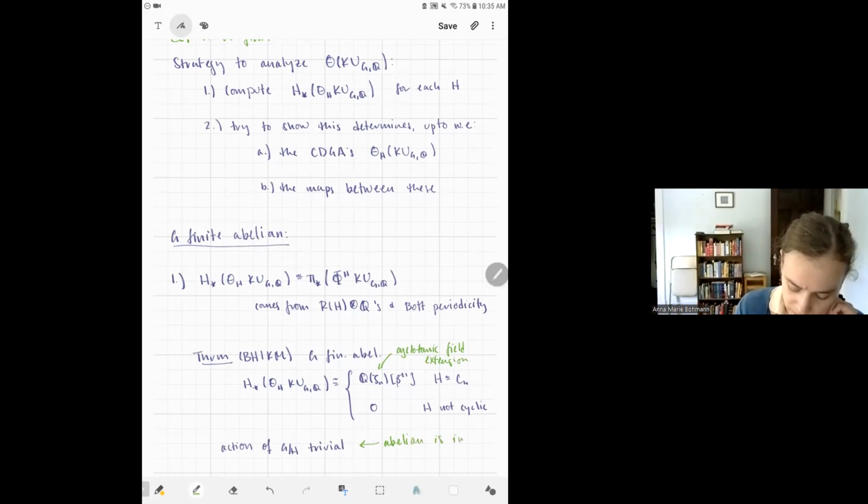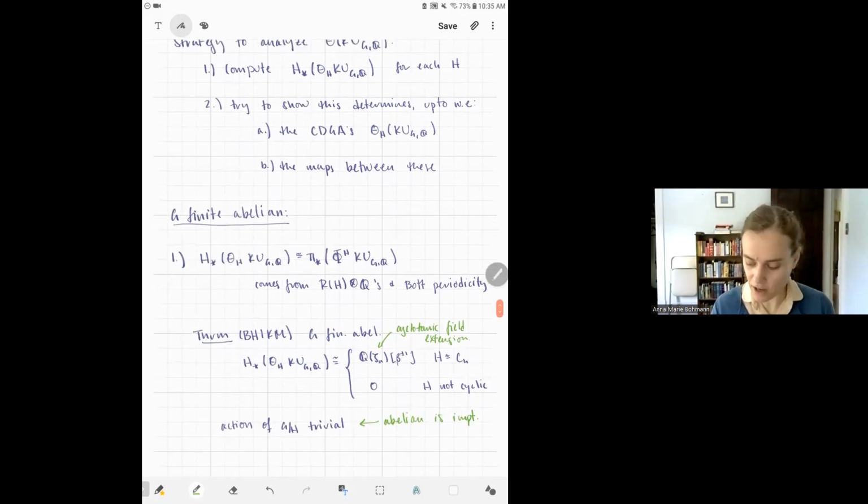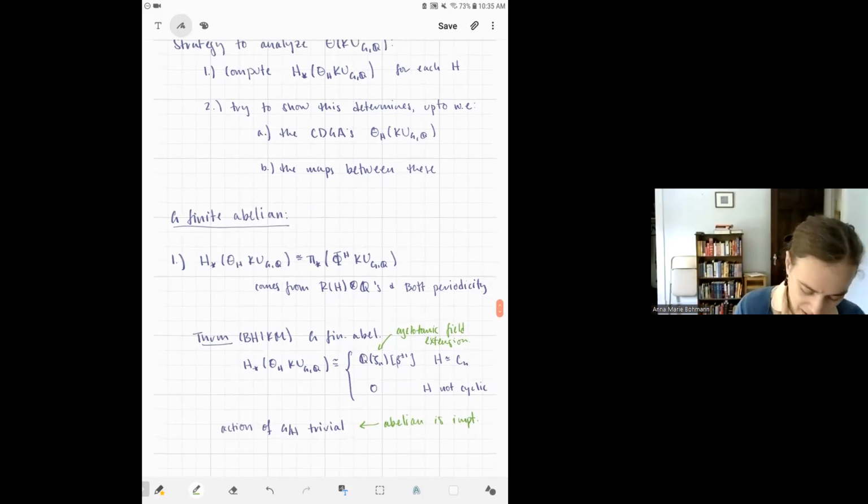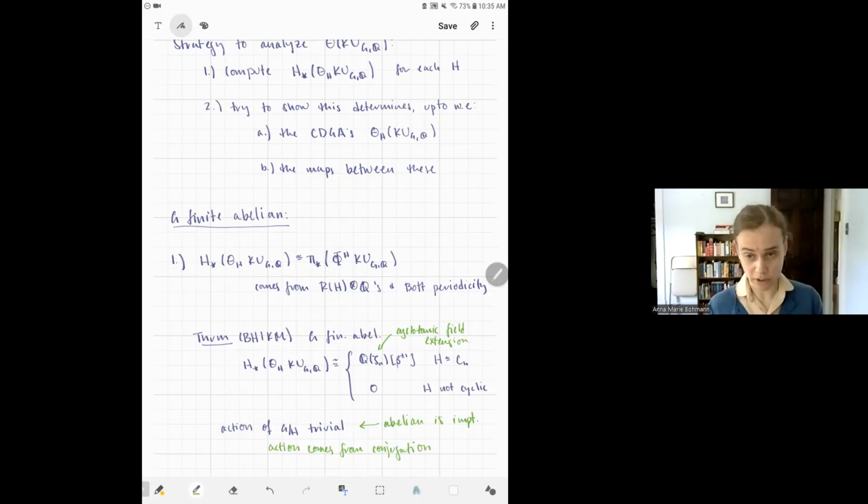It's important because the Weyl group action comes from the conjugation action on representations. And conjugation, when you have an abelian group, is trivial. And so that's why when we're looking at an abelian group, we have a trivial action, at least at the level of the homology of our CDGAs. Okay.